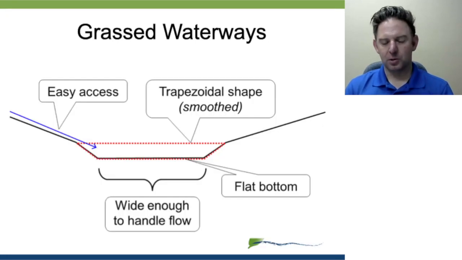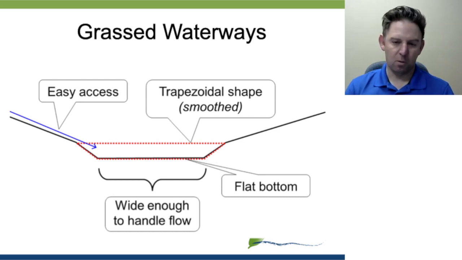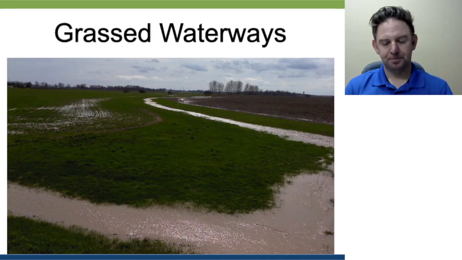Grass waterways are just trapezoidal channels. This is an exaggeration on the vertical scale, but they're going to be wide enough in the low draw to handle the amount of flow that's expected. They have a flat bottom, and water needs to get into them. That's one of the biggest things about maintaining grass waterways, ensuring that water can still flow overland from the field and get into the waterway. A lot of times they don't get maintained, and you get sediment built up on the sides, and the water hits that edge and just runs along the edge of the field and causes problems elsewhere. So it's important from a maintenance perspective that grass waterways get maintained as well.